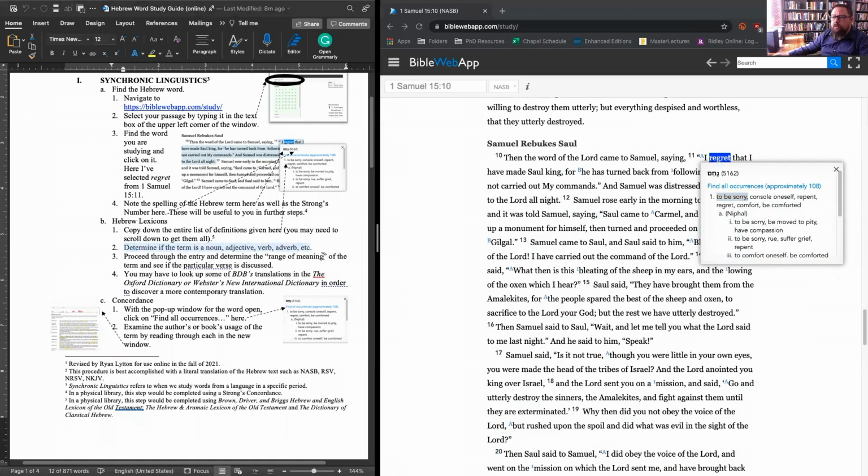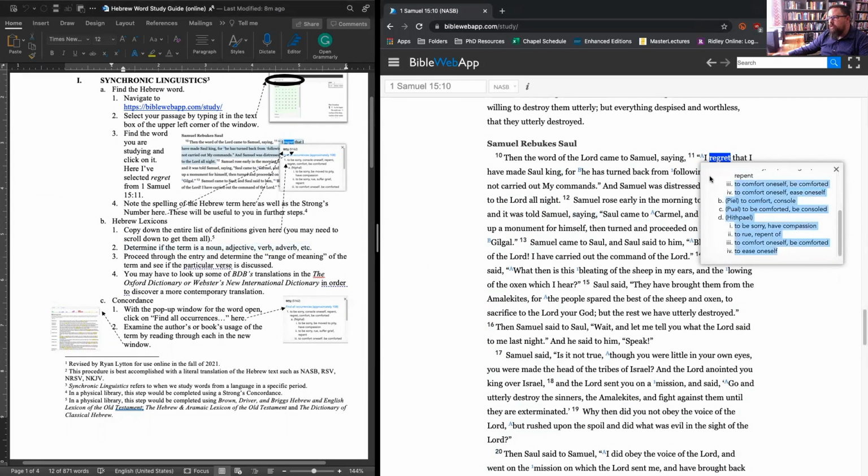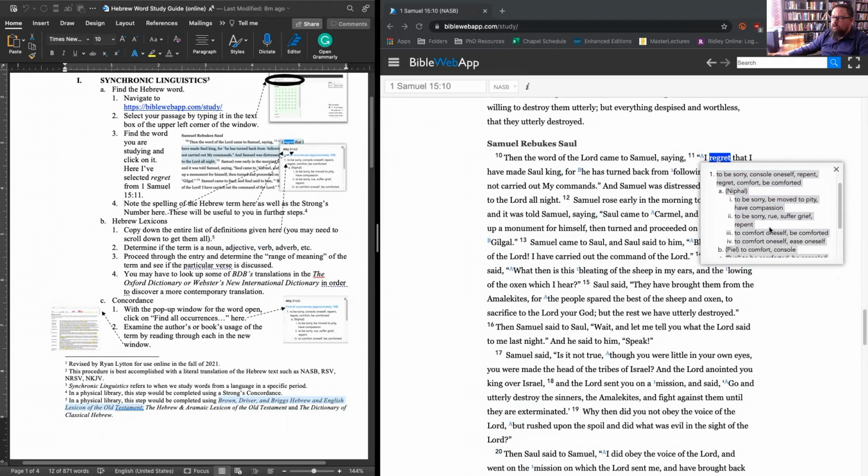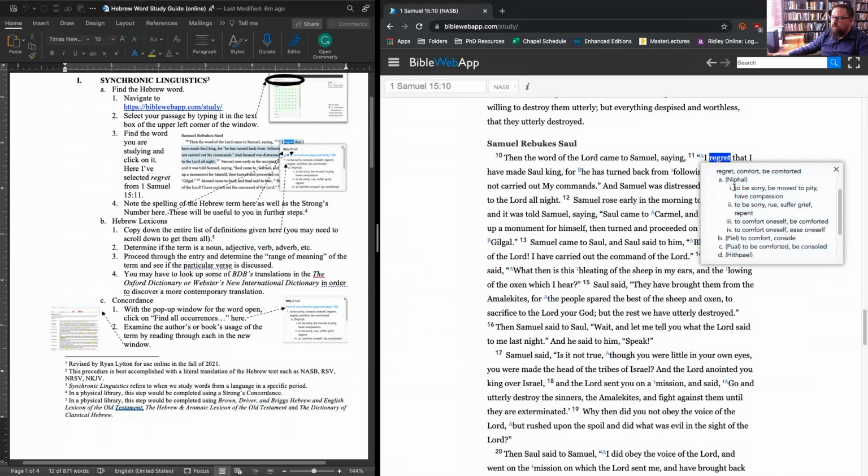Proceed through the entry and determine the range of meaning of the term and see if your particular verse is discussed. Well, in this specific version of the definition, you're not actually going to get that. If you were using Brown, Driver, and Briggs, you would see specific notations of which verse has to be sorry, which verse has rue, which verse has to comfort oneself, that sort of thing. And we'll see that in a second.